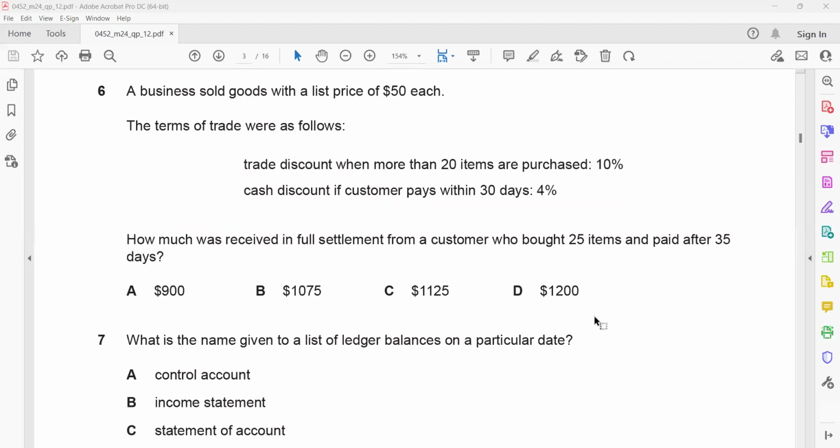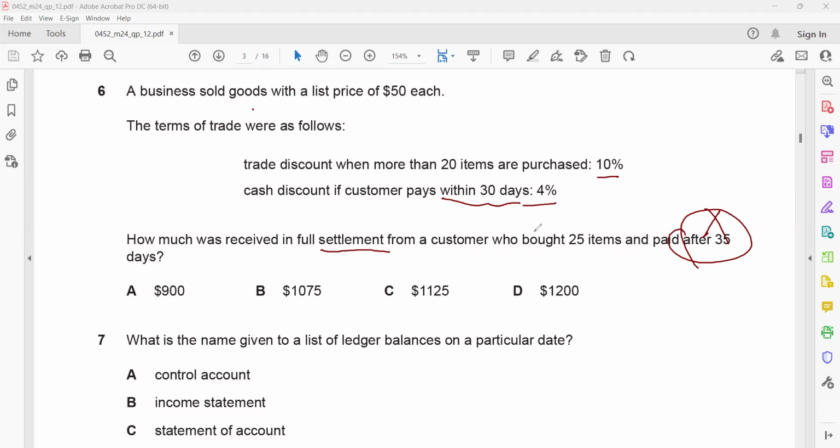Question 6. A business sold goods with a list price of 550 each. The term of the trade were as follows. Trade discount were more than 20 items are purchased 10%. Cash discount is paid within 30 days. How much was received in full settlement from a customer who bought 25 items and paid after 35 days? So he's not entitled the cash discount.